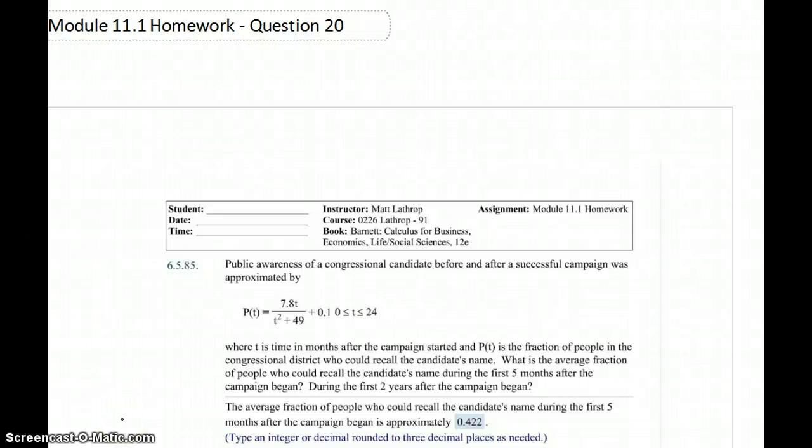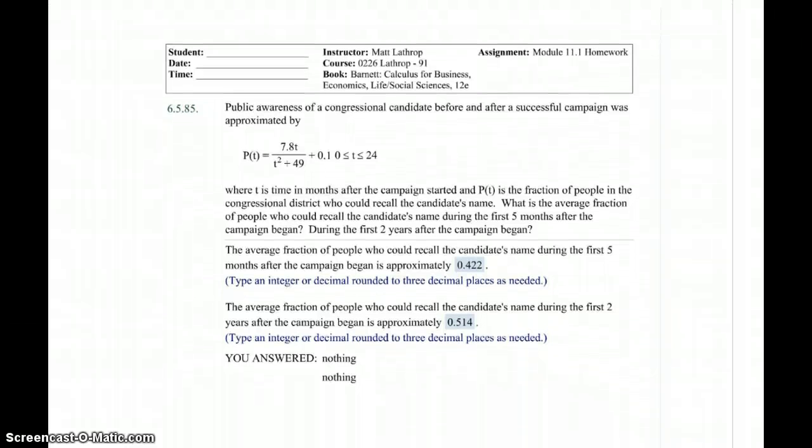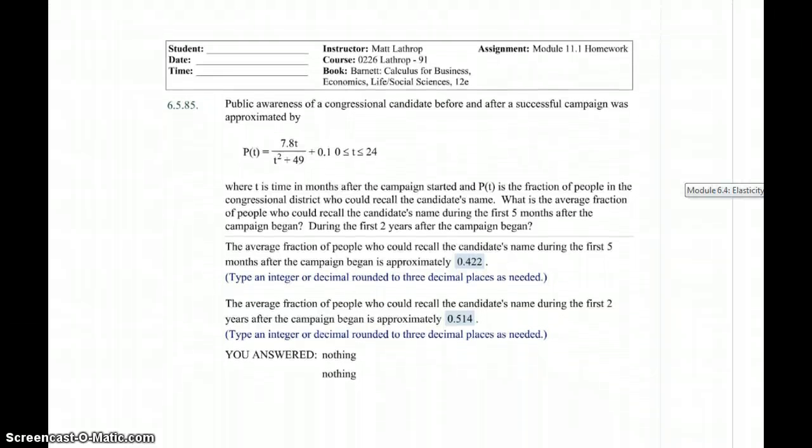This is homework question 20 from the module 11.1 homework assignment. Public awareness of a congressional candidate before and after his campaign was approximated by this given function. And what we want to find is first the average fraction of people who would recall the candidate's name during the first 5 months, and then during the first 2 years.